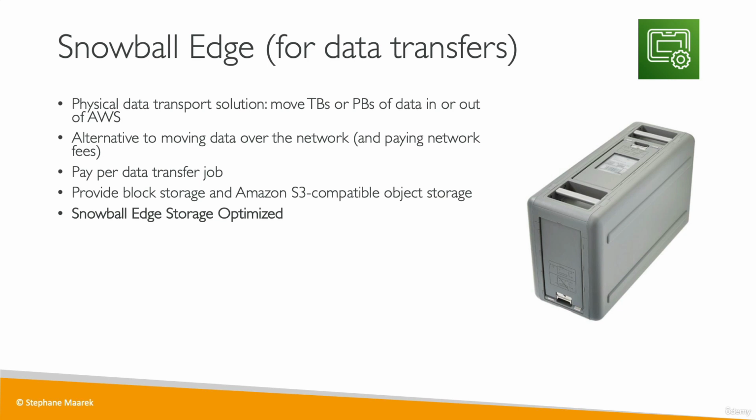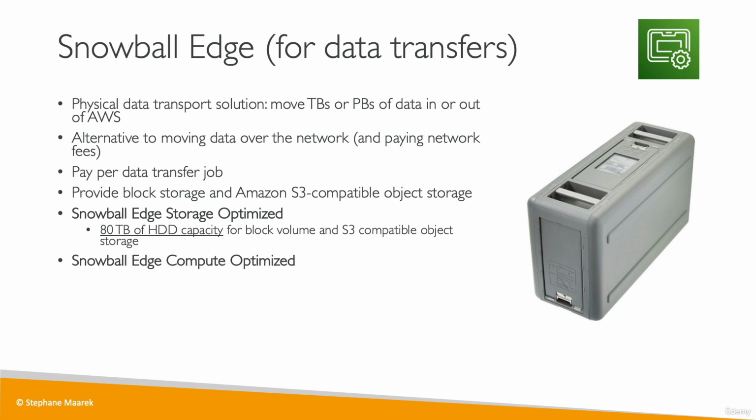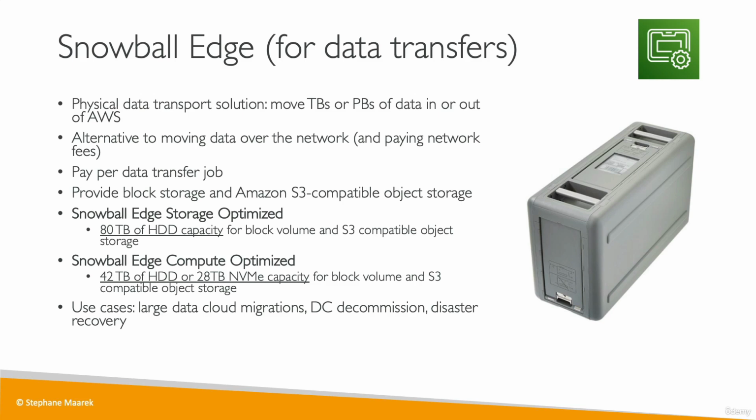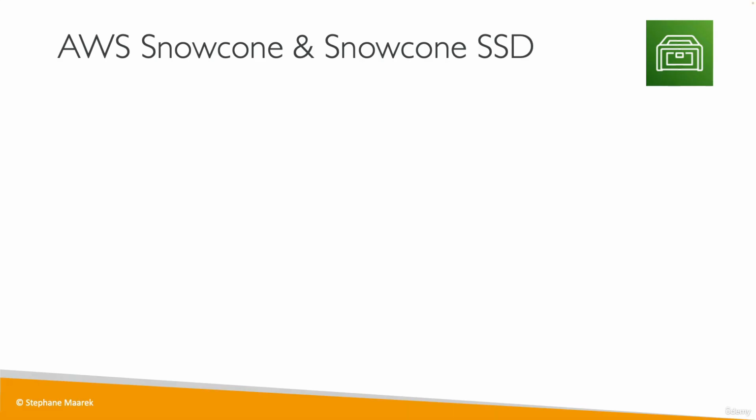So we have two flavors for the Snowball Edge. We have the Snowball Edge Storage Optimized, which is going to give us 80 terabytes of hard disk capacity, which works for block volume or S3 compatible object storage. And we have the Snowball Edge Compute Optimized, with 42 terabytes or 28 terabytes of space. So really, if we want to have more storage, obviously we want to get the flavor called Snowball Edge Storage Optimized. So the use case for a Snowball Edge for data transfer so far is to do a large data cloud migration, to decommission a data center, or maybe to do disaster recovery by backing up your data into AWS.